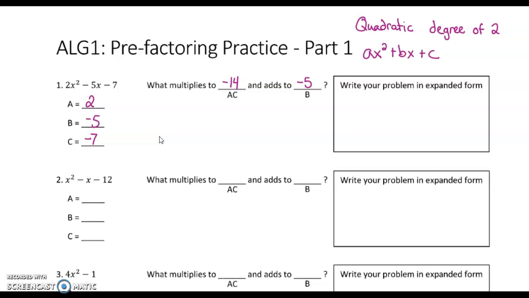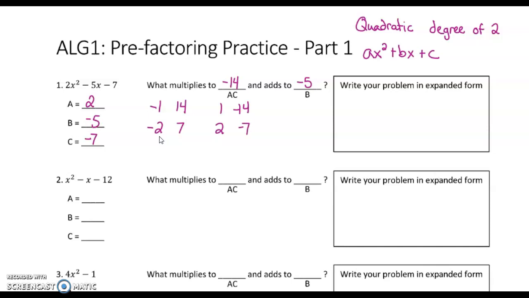Sometimes you can do this in your head, but sometimes you'll need to actually list things out. When I think about what multiplies to negative 14, first I think about the things that multiply to regular 14: 1 and 14, and 2 and 7. If it's multiplying to a negative, one of the numbers must be negative. So I have 4 different pairs, and all of these multiply to negative 14.